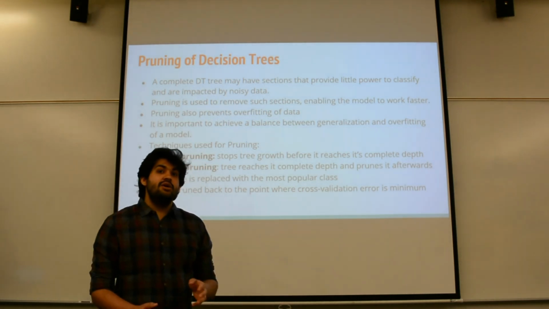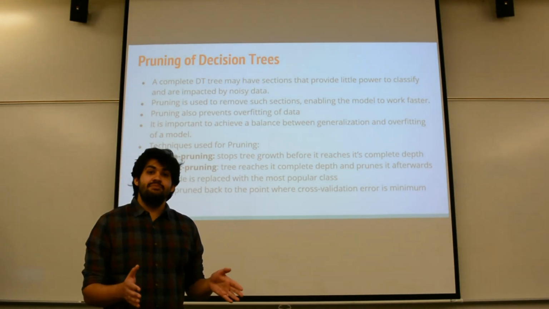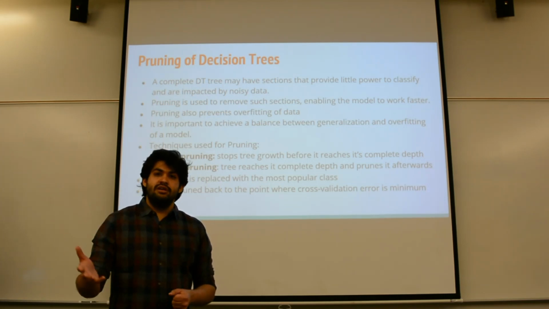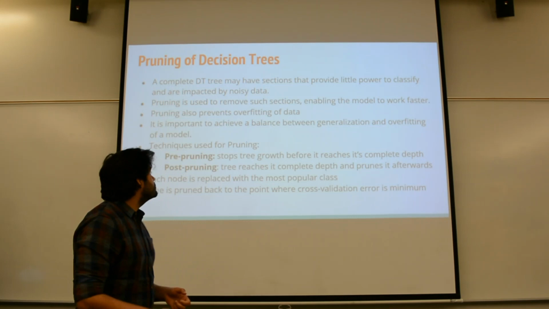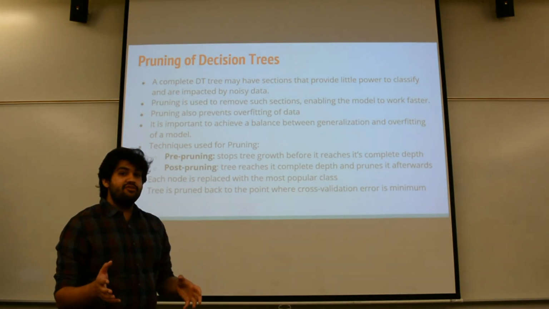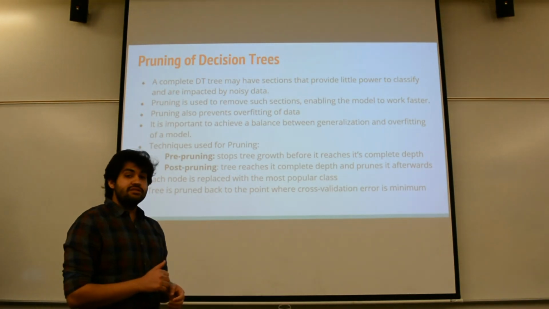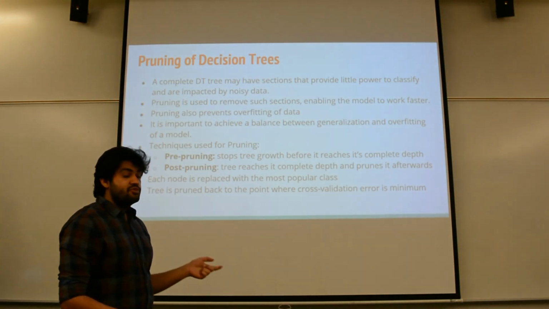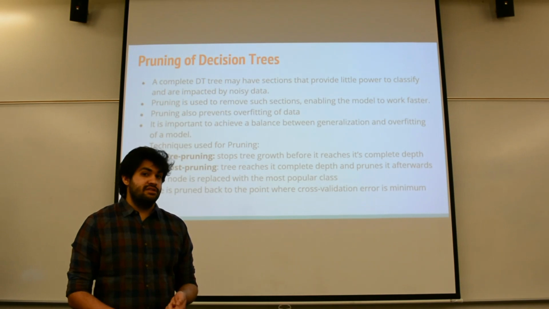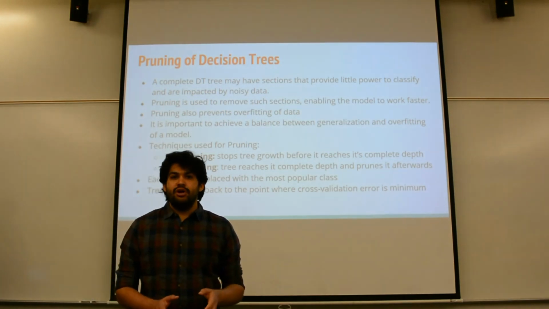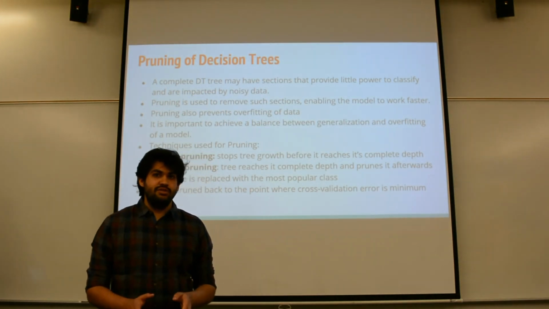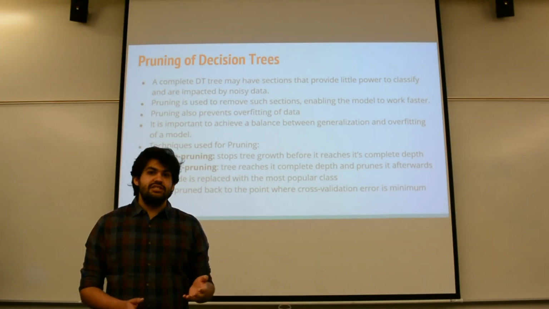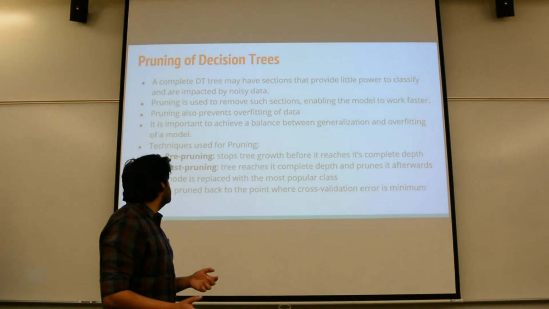Why is it required? Because a subpart of a decision tree may not have enough power for the end result. To remove these kinds of parts, we use pruning. Pruning also helps our model to work faster. Pruning prevents overfitting of the model. Pruning is a very important technique and we should be careful while using it because we have to maintain a balance between generalization and overfitting of the model.